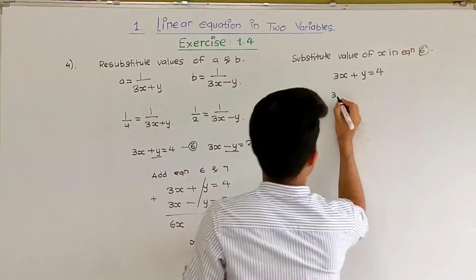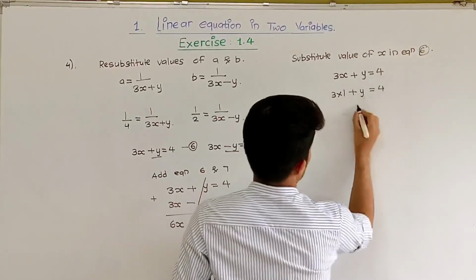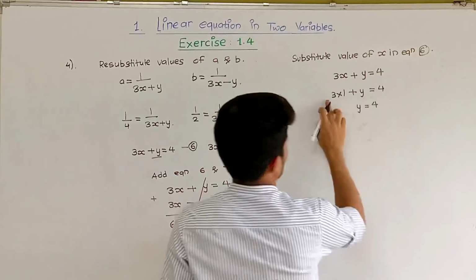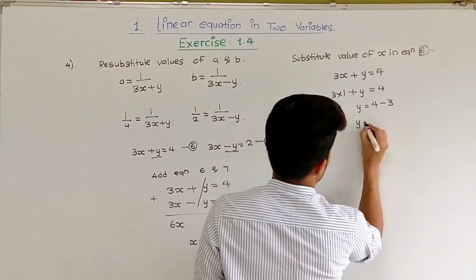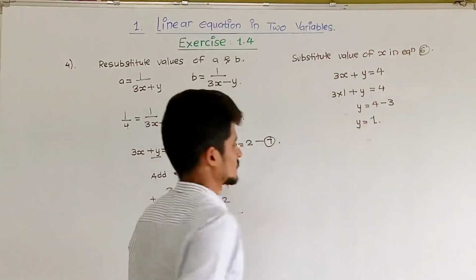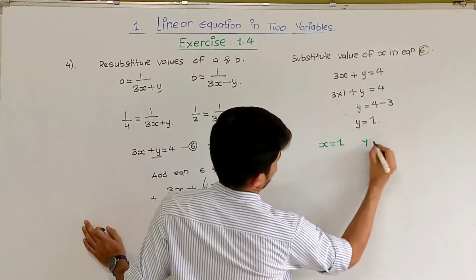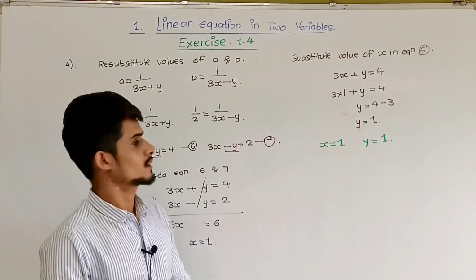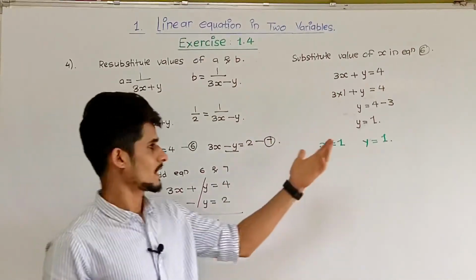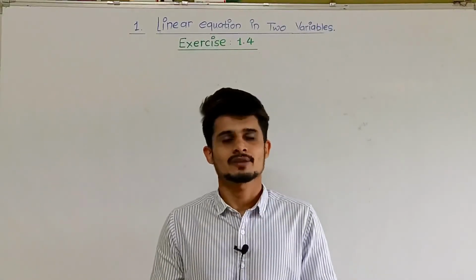x is equal to 1, so 3 into 1 plus y is equal to 4. 3 into 1 is 3, plus y, 3 goes there as minus 3. y is equal to 1. So value of x is 1 and value of y is 1. This was our last question, question number 4, in which the value of x is 1 and the value of y is 1. So now we have completed exercise 1.4.